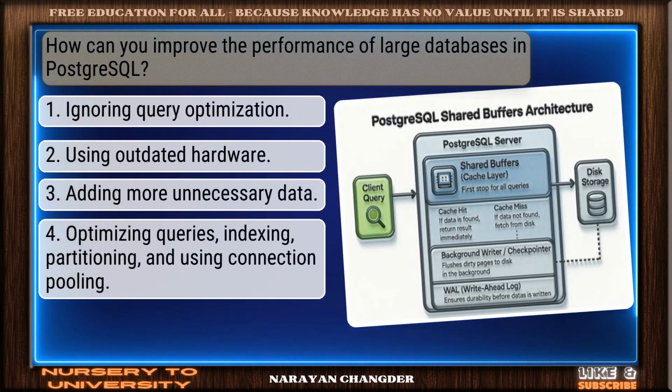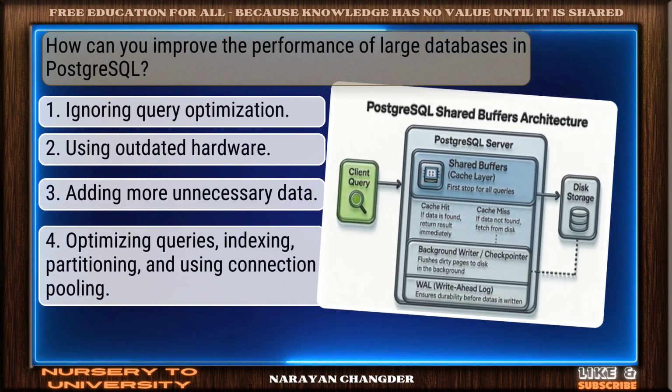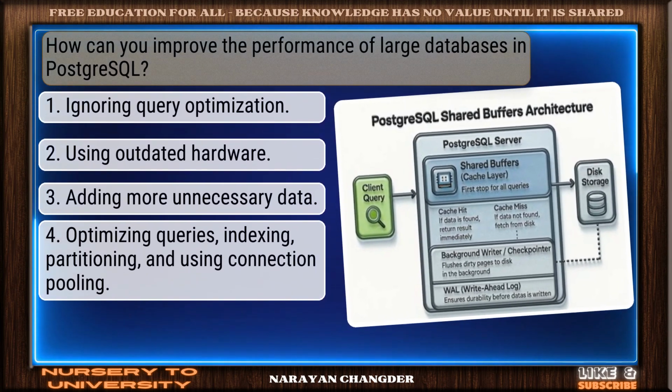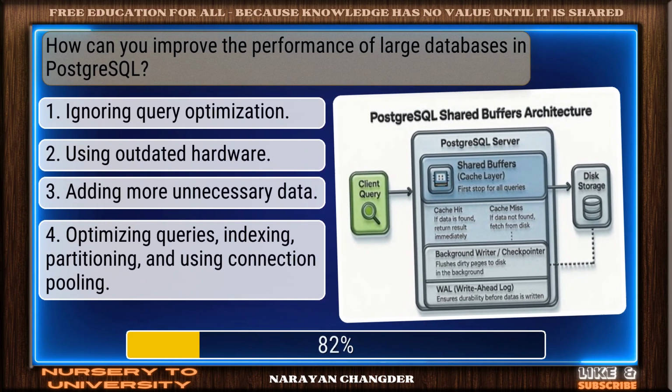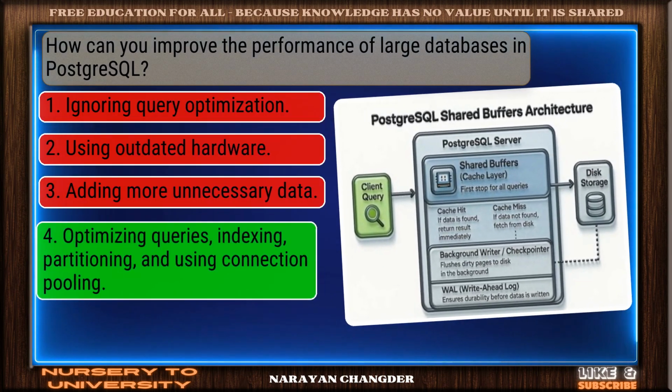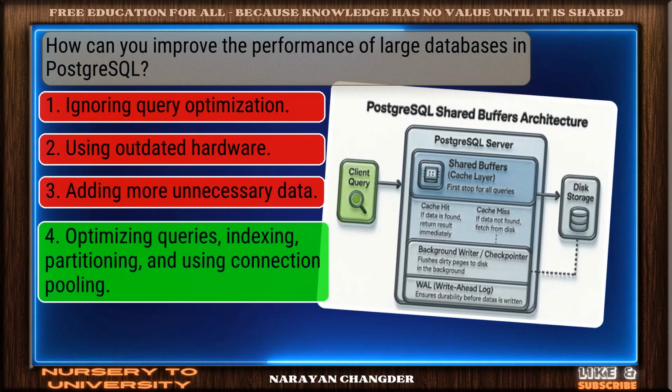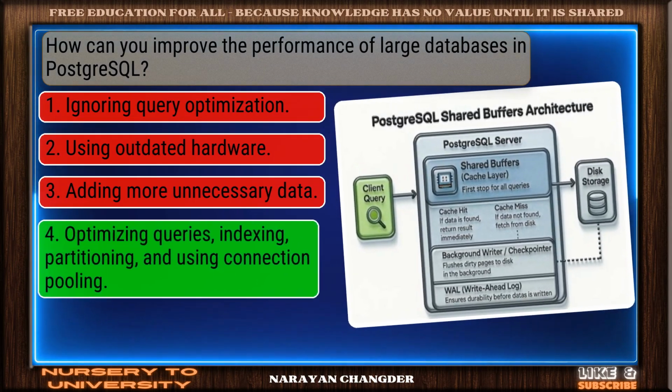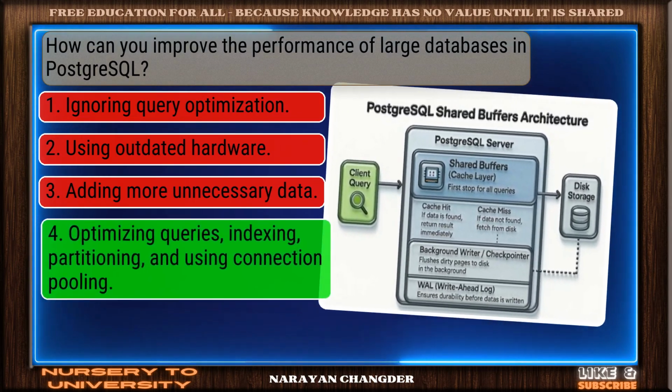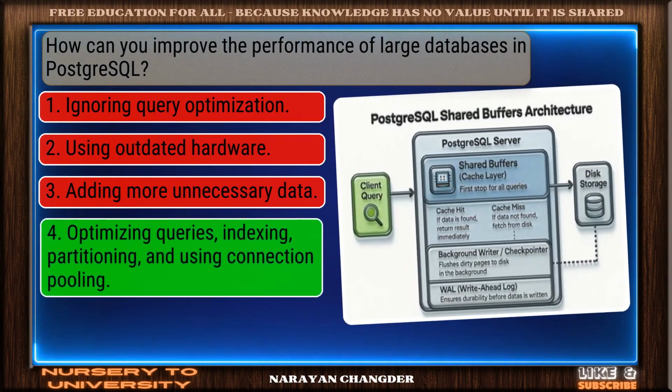Question number 30. How can you improve the performance of large databases in PostgreSQL? Perfect. Optimizing queries, indexing, partitioning, and using connection pooling is the correct choice.